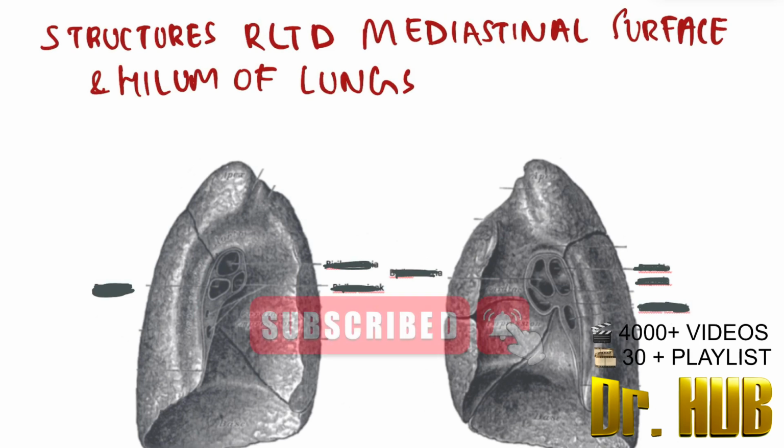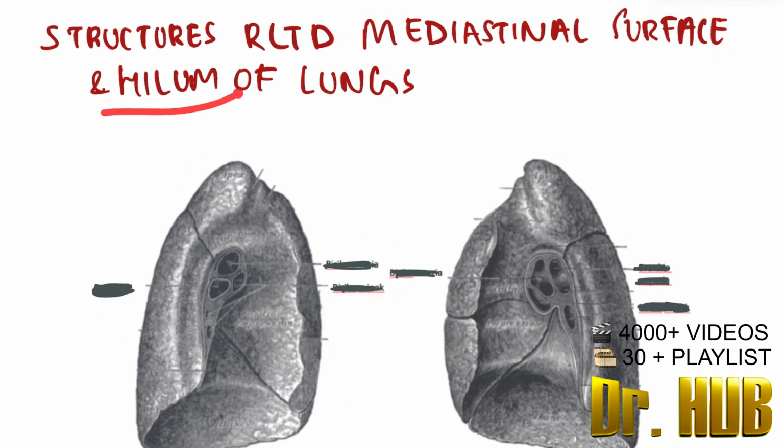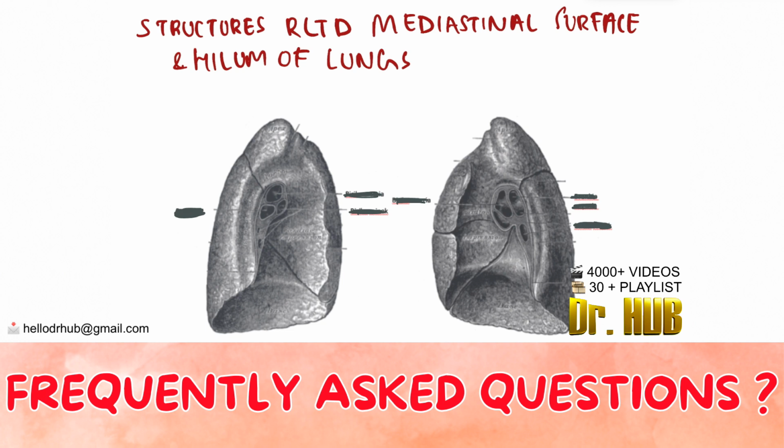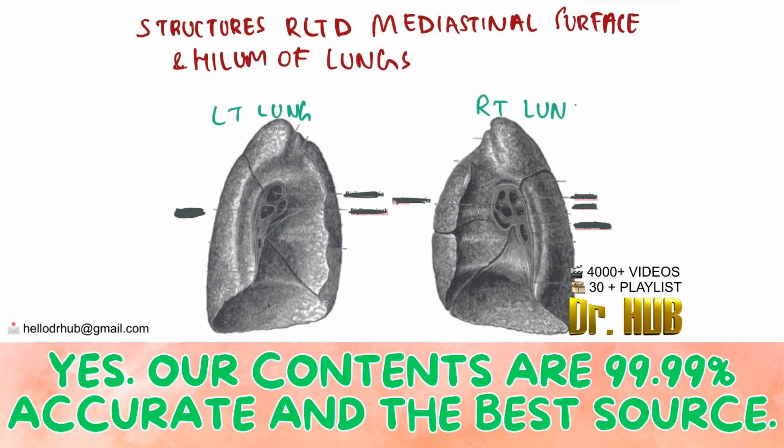Hey guys, this is Dr. Hub. Today we'll look at the structures which are related to the mediastinal surface as well as the hilum of the lungs. So now let's look at what lung these two are. The one on the left will be the left lung and the one on the right is going to be the right lung. Now let's look at the prominent markings.